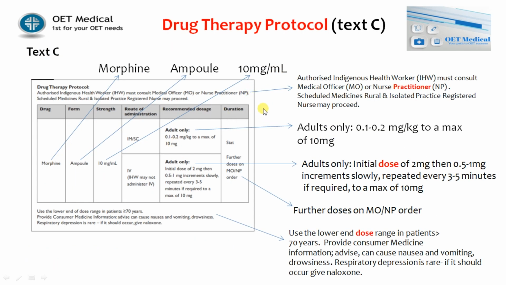Text C is a chart. As you can see, it's about drugs, administering drugs, and it gives you various other types of information here. Drug therapy protocols and dosage, recommended dosage, plus all the information here. This is very clear.